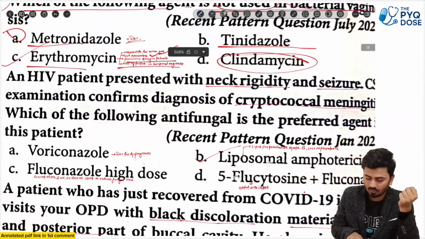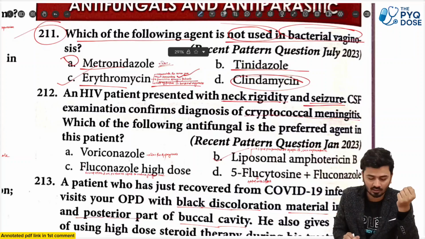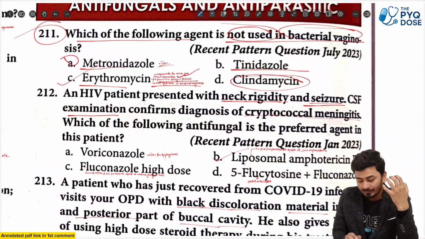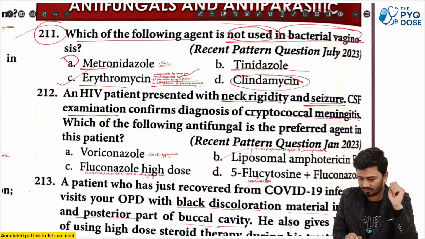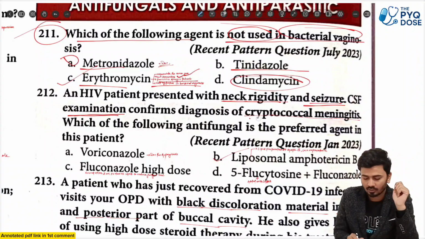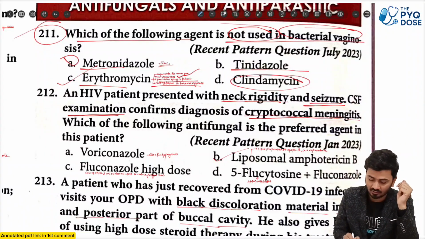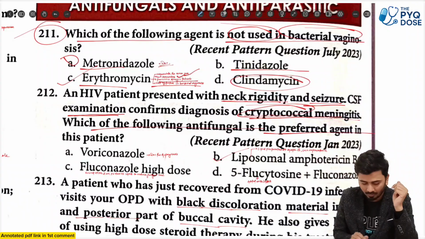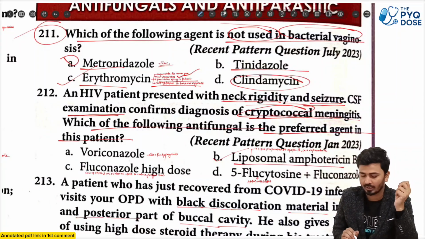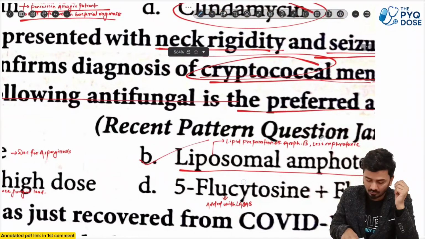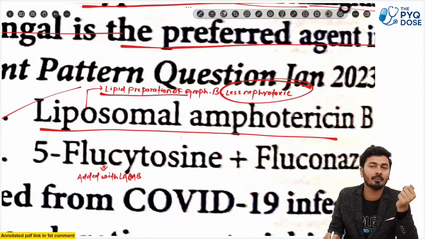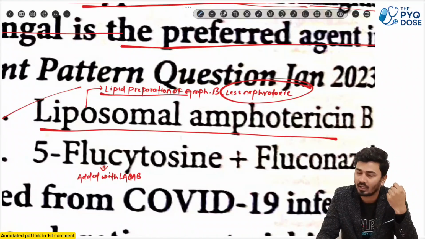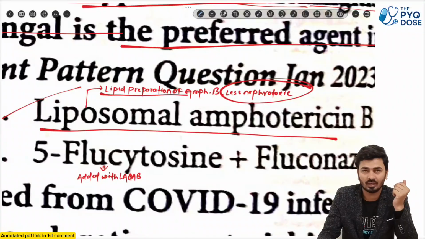An HIV patient presented with neck rigidity and seizures. Okay, neck rigidity and seizures are there, and CSF examination. Whenever we see neck rigidity and seizures, the diagnosis that comes to our mind is meningitis. CSF examination confirms the diagnosis of cryptococcal meningitis, so this is cryptococcal or fungal meningitis. Which of the following antifungals is the preferred agent in this patient? In this patient, liposomal amphotericin B will be the drug of choice, because liposomal amphotericin B is nothing but a lipid preparation of amphotericin B. This is less nephrotoxic. Generally amphotericin B is considered a nephrotoxic drug, but if we prepare a liposomal, that is lipid, preparation of amphotericin B, this is less nephrotoxic.